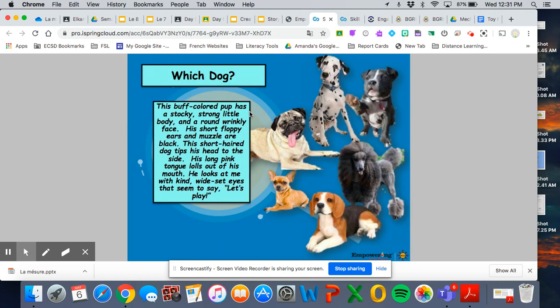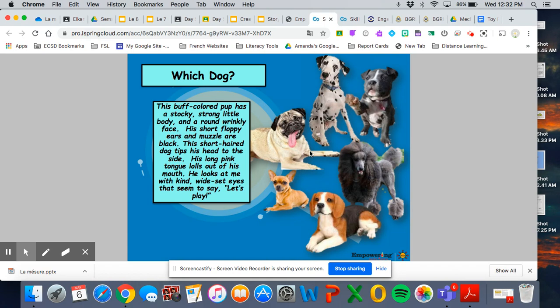So when we go back to a dog, which dog do you think this is? So I want you to look at all these pictures, and then I'm going to read this little sample to you, and you decide, which dog is this? This buff-colored pup has a stocky, strong little body and a round, wrinkly face. His short, floppy ears and muzzle are black. This short-haired dog tips his head to the side. His long pink tongue lolls out of his mouth. He looks at me with kind, wide-set eyes that seem to say, let's play. So, in my head, I think that the author has described this dog here.